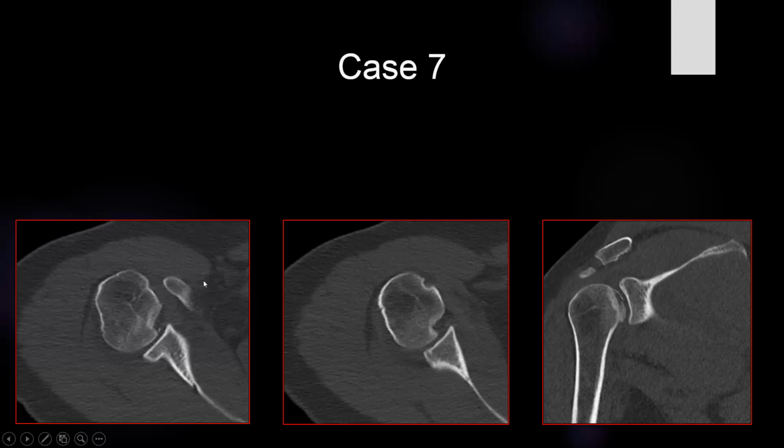Okay, in case number 7 here, this is a CT shoulder. We can see a wedge-shaped fracture involving the anterior medial aspect of the humeral head. This wedge-shaped fracture is characteristic of the reverse Hill-Sachs.